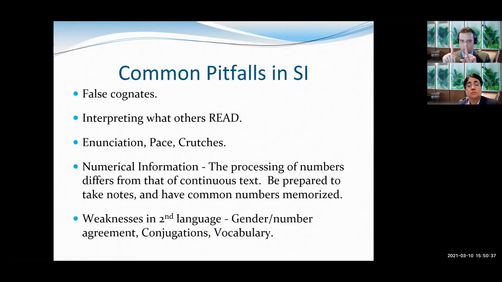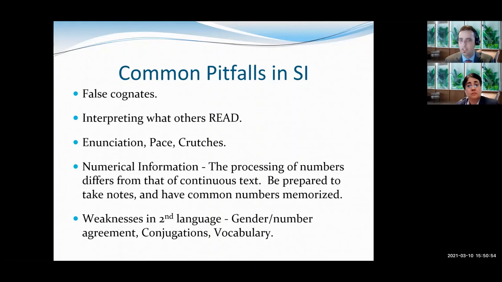So staying closer, having a shorter lag time or decalage helps, and then writing down the number also helps as well. And you might memorize common numbers, things that are repeated over and over again. You hear them a couple of times and you sort of know what's coming. Also think about weaknesses in your second language.